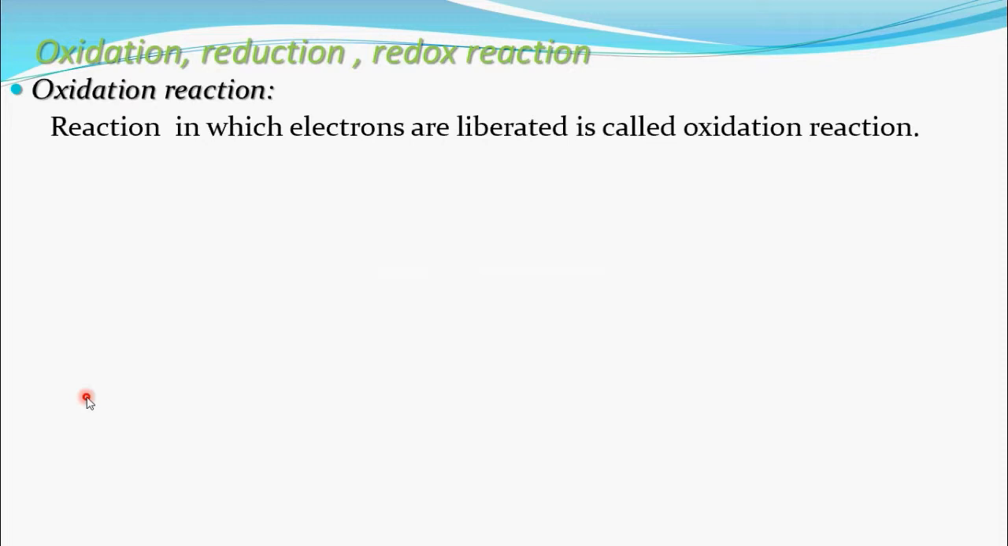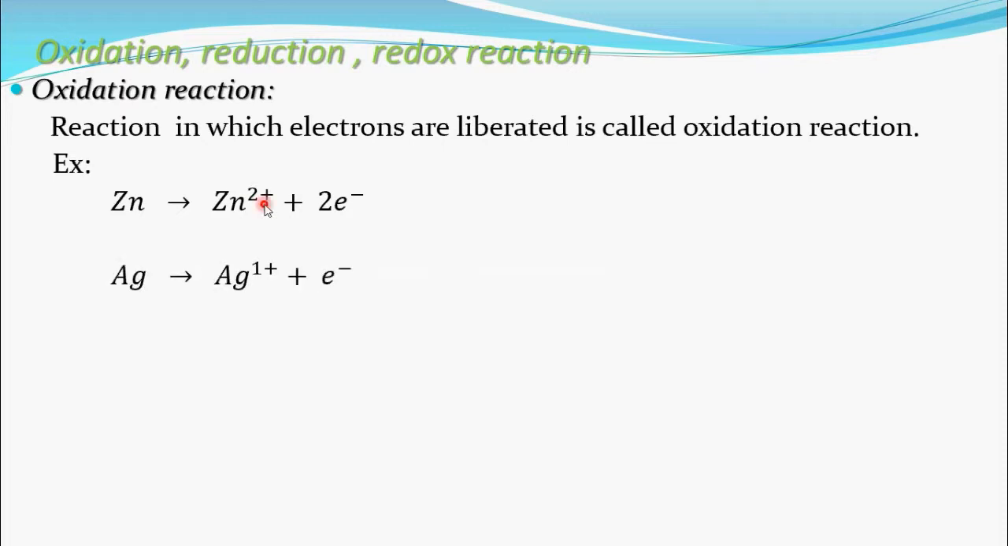A reaction in which electrons are liberated is called an oxidation reaction. Example: oxidation of zinc into Zn2+ ions. In this reaction 2 electrons are liberated, so it is an oxidation reaction. During oxidation, elements are ready to give electrons. Zn is ready to give electrons. Zn will give 2 electrons and convert into Zn2+ ions.